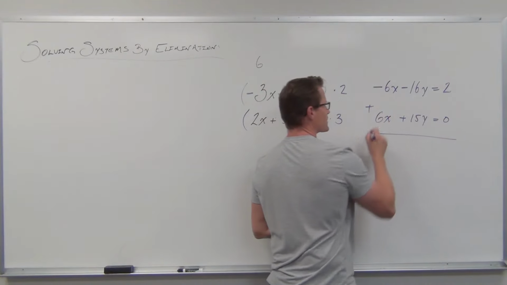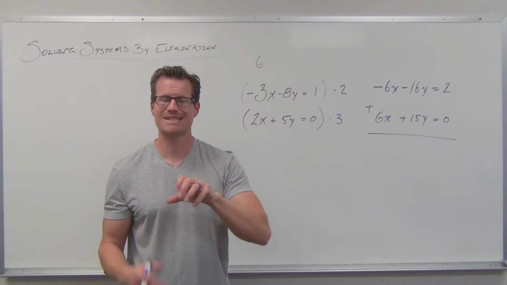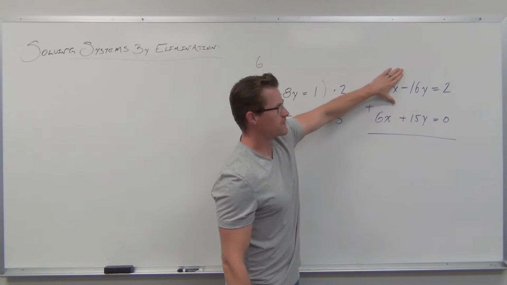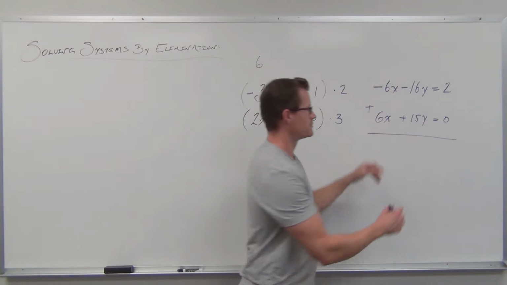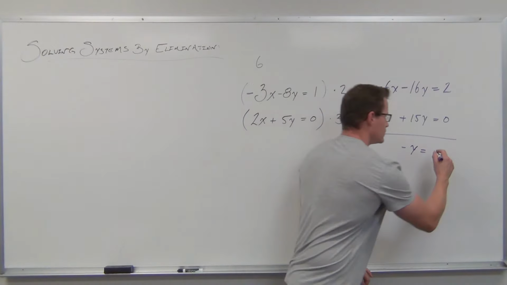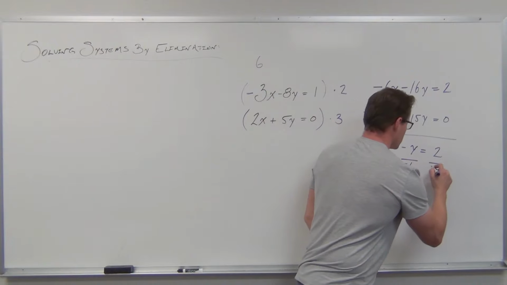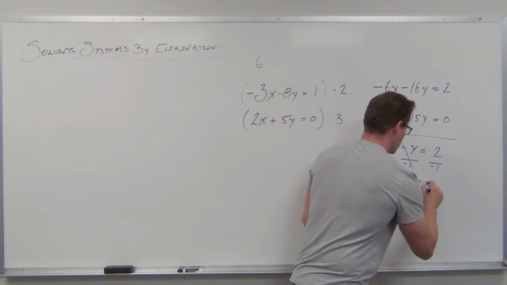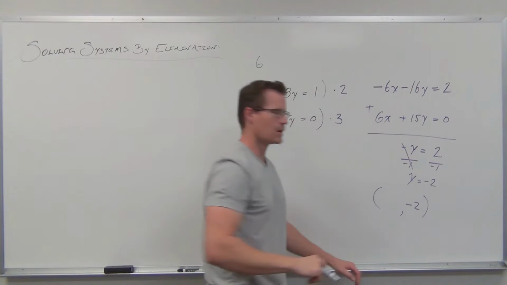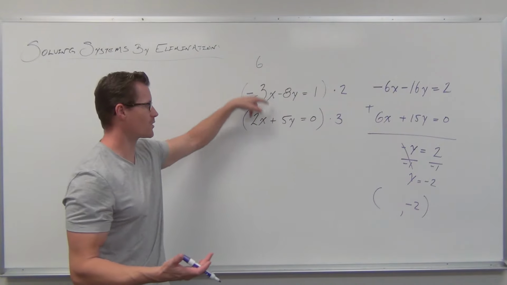If we add that system, -6x plus 6x is 0. That's exactly what we want to happen. -16y plus 15y, well, that's -y. 2 plus 0 is 2. Yeah, we got to divide by a negative, but we're close to done. So we've just managed to solve for the y coordinate of our point of intersection. All we've got to do now is plug that -2 into one of our originals.